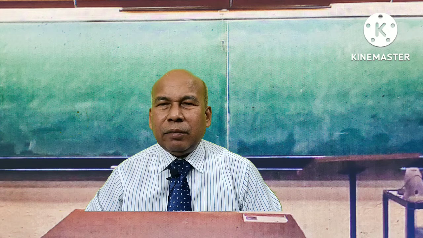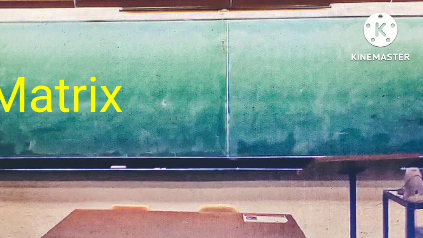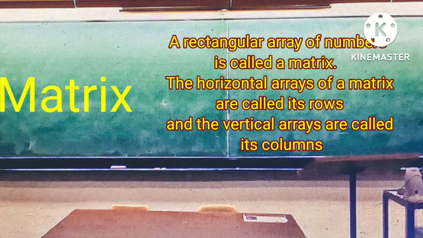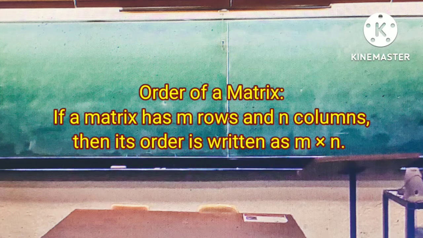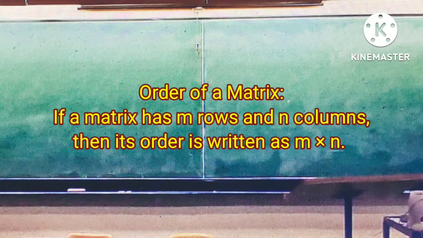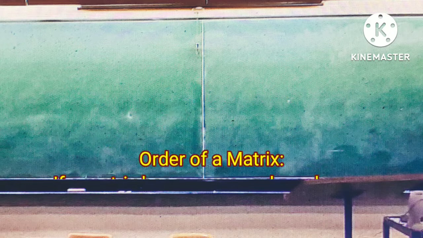Now we are going to focus on the matrix. A matrix is nothing but an arrangement of numbers in different rows and columns. The horizontal lines in which the numbers are arranged are called rows, and the vertical lines in which the numbers are arranged are called columns. The number of rows and number of columns give the order of the matrix. Suppose the matrix has m rows and n columns, the order is m cross n. In this way the order of the matrix is denoted.